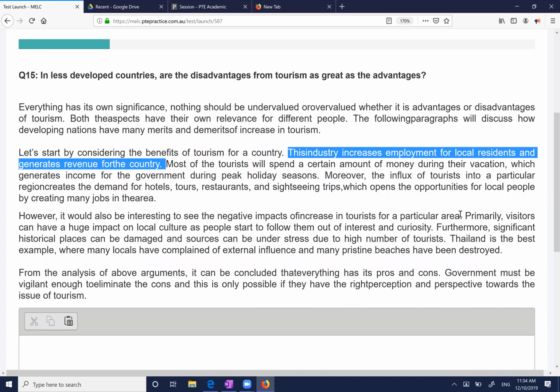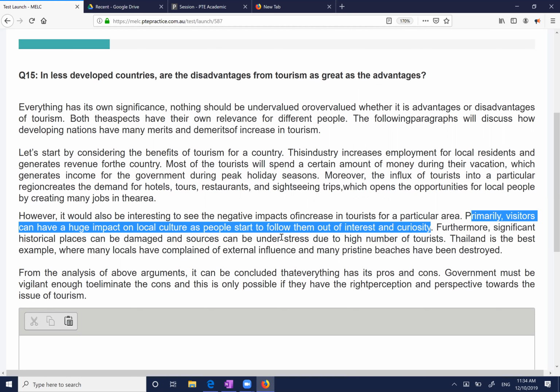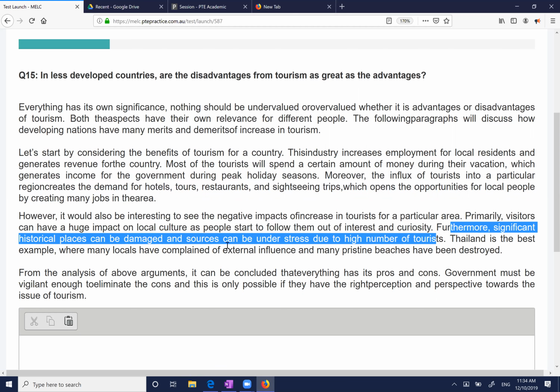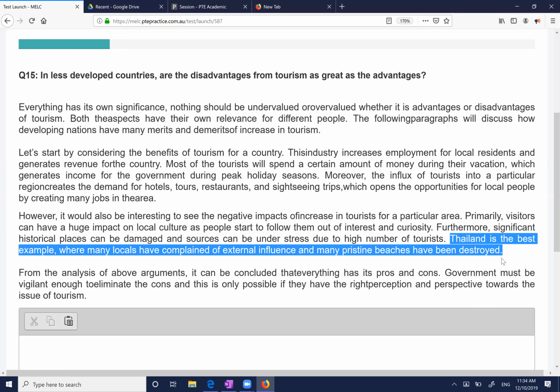Negative impacts. Now we talk about the negative impacts. Primarily, visitors can have a huge impact on local culture, and people start to follow them out of interest and curiosity. That's a negative impact. There can be another negative impact. For example, natural resources can be under pressure. Further, significant historical places can be damaged due to the high number of tourists. Thailand is the best example where many locals have complained of external influence and many pristine beaches have been destroyed.